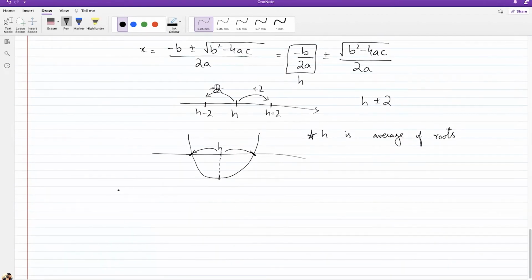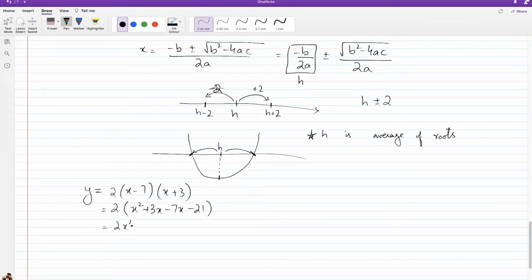Let's suppose I have this equation: (2x minus 7) and (x plus 3). And I want to find out where its turning point is. One way is I open it up, I get 2x squared plus 3x minus 7x minus 21. And that way I get 2x squared minus 8x minus 42. And then I'm like, okay, h is going to be minus b over 2a, which is minus minus 8 over 2 times 2, which is 4, right?